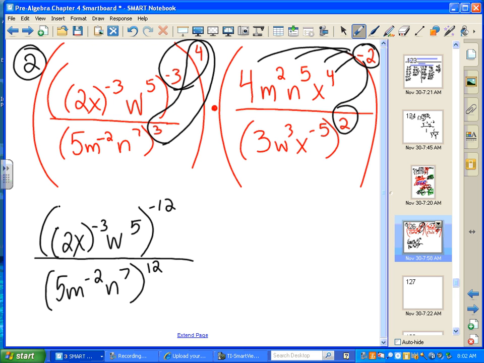Too fast for you guys, huh? Okay, it's up here. I'm not going to fly through this and leave the smartboard here. Okay, next problem. The numerator becomes, actually you guys tell me, what does the numerator become? Doug?